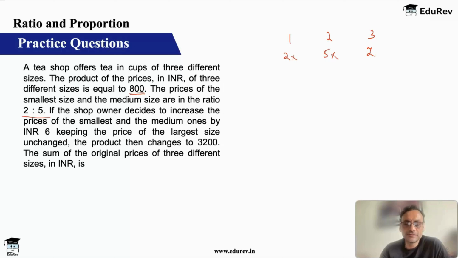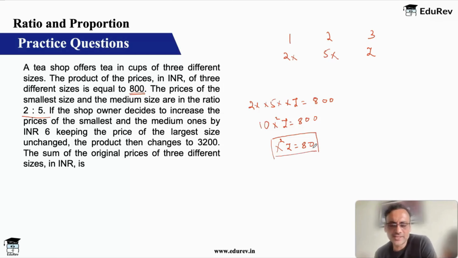So we have 2x into 5x into z is equal to 800, or 10x square z is equal to 800, or x square z is equal to 80. Now this itself is fairly useful because, assuming x and z to be integers, x square has to be 2 square, which is 4, into 20, or 4 square, which is 16, into 5. If you take 3 square, you will not get an integer. If you take 5 square, or 6 square, nothing else works. So most likely x is 2 or x is 4. That can be figured out from here itself.